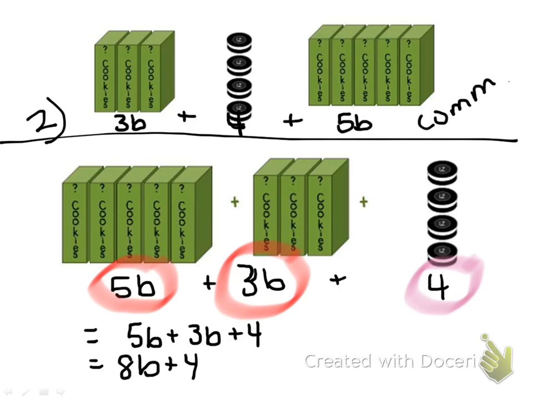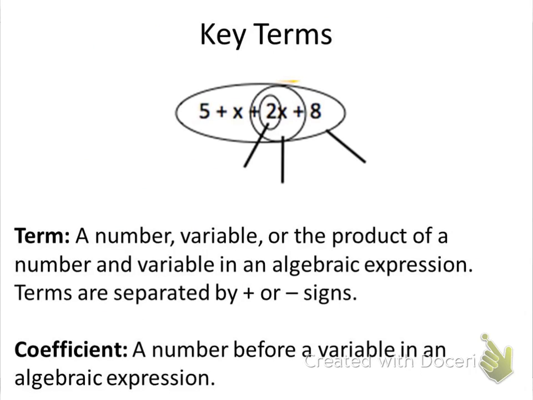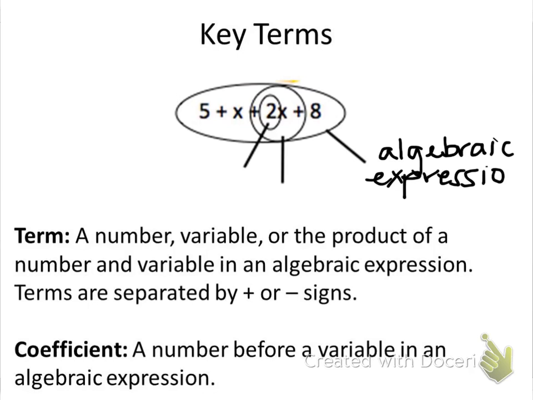There's no picture. Okay, let's go over some key terms. The first thing you already know. This whole big circle here is called an algebraic expression. The next thing is inside here. Here are the new things. A term is a number, variable, or the product of a number and variable in an algebraic expression. Terms are separated by addition or subtraction signs.